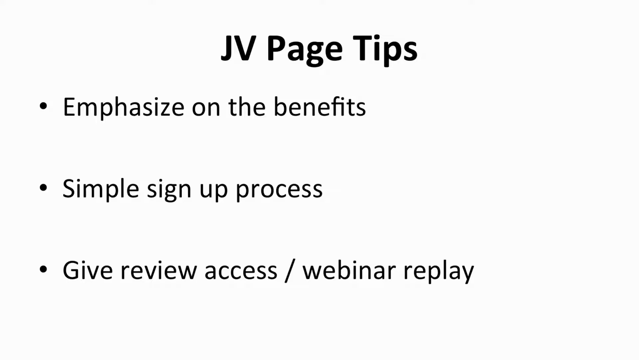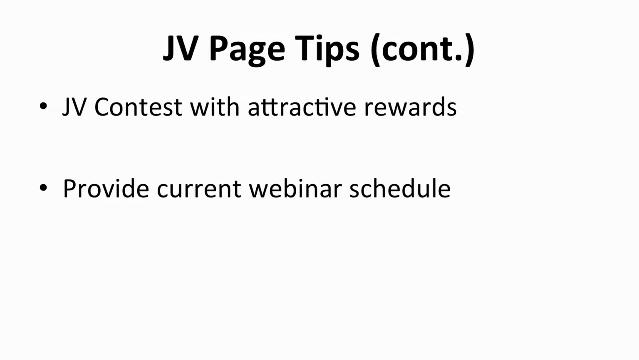Give them the review access to your webinar, or insert the webinar replay in the JV page. This is important for them to evaluate your webinar. To attract more JVs to join your affiliate program, a JV contest is a good way. Provide attractive rewards for the top 3 super affiliates who made the most sales. It motivates them to try harder to get more sales as well. The common reward is usually cash prizes. Provide the current webinar schedule.